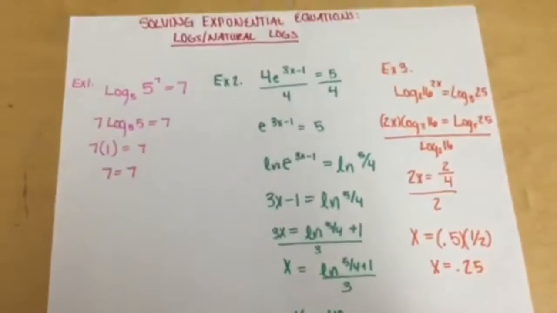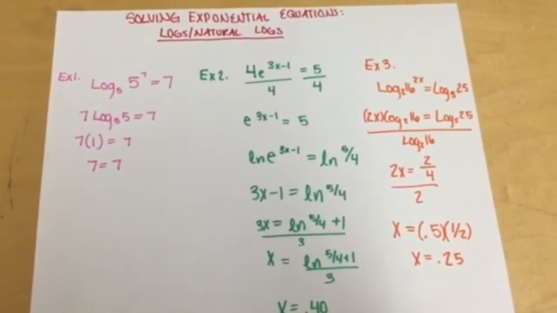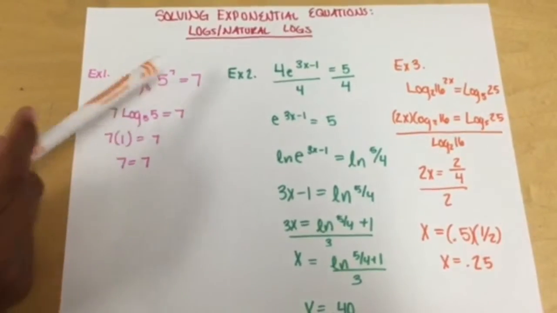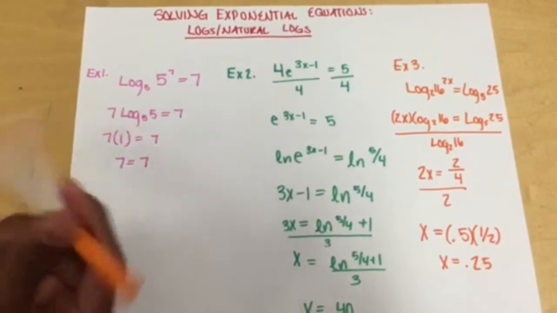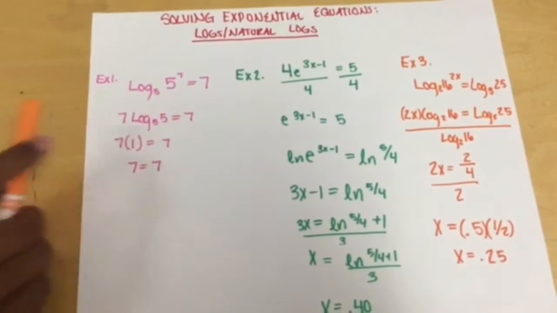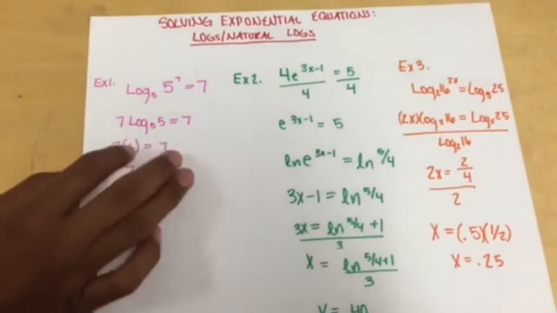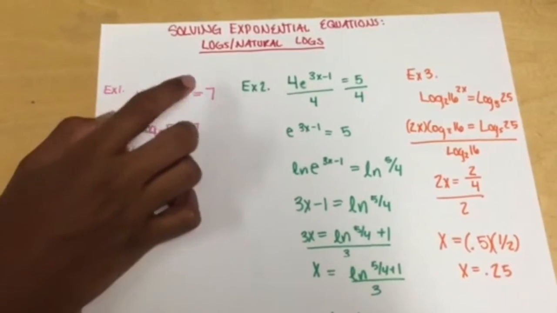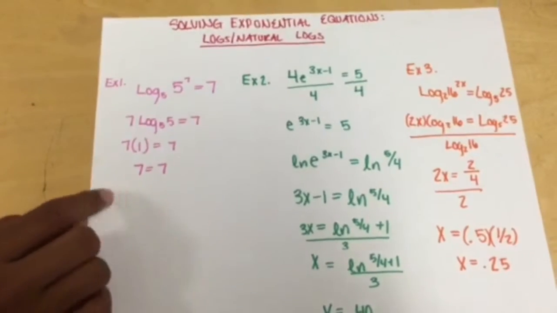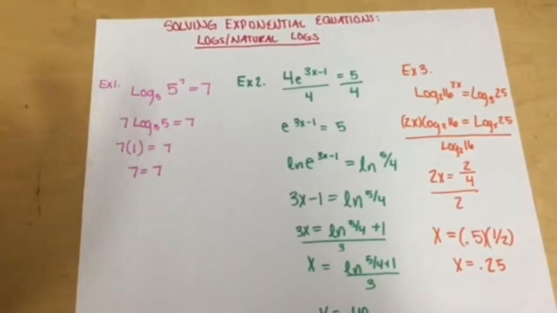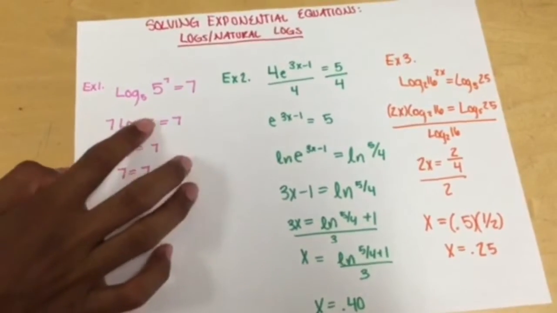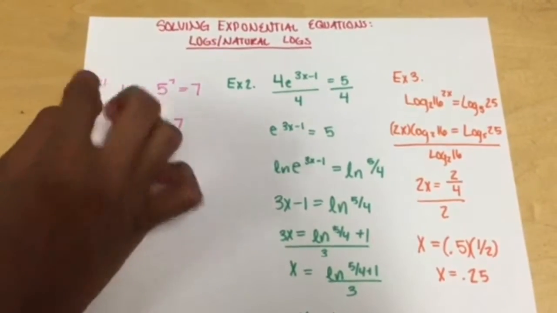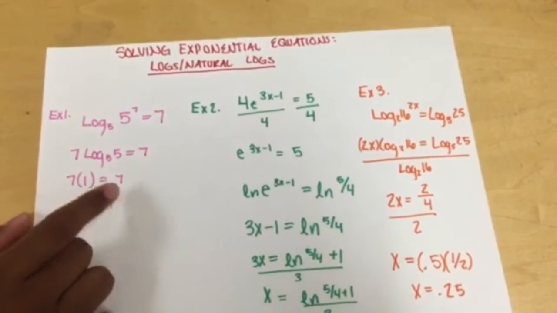Alright, solving exponential equations, logs and natural logs. So the first example is pretty simple. As we see, there's log base 5 of 5 to the power of 7 equals 7. Now we know log base 5 of 5 is just 1 in general, but the reason being is whatever's down here, 5 to the power of x equals this value up here. So 5 to the power of 1 obviously is 5, so log base 5 of 5 would just be 1.